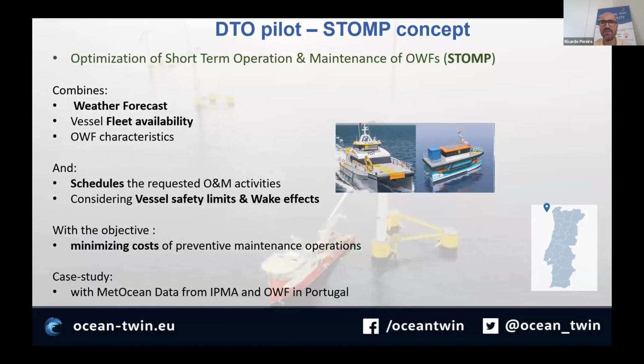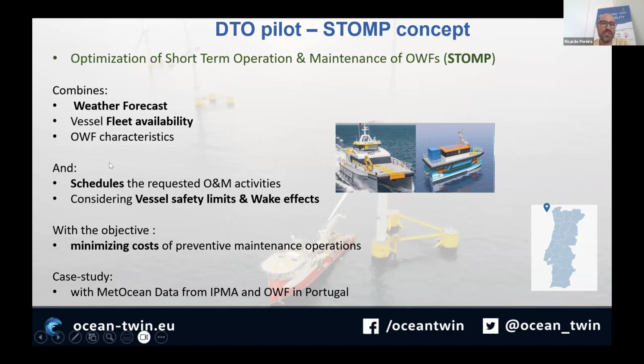And finally, I introduce our pilot, STOMP. So what is the concept that we're doing here? First of all, STOMP stands for short-term operation and maintenance planning. Like I said before, what does the digital twin do? It combines the weather forecasts, so it looks at the following 3 days, and it combines the vessel fleet availability, so which vessels are available and what the parameters of each vessel are, namely the fuel costs, the CO2 emission, for example, the time it takes until it is ready to go, mobilization time we call it, etc.